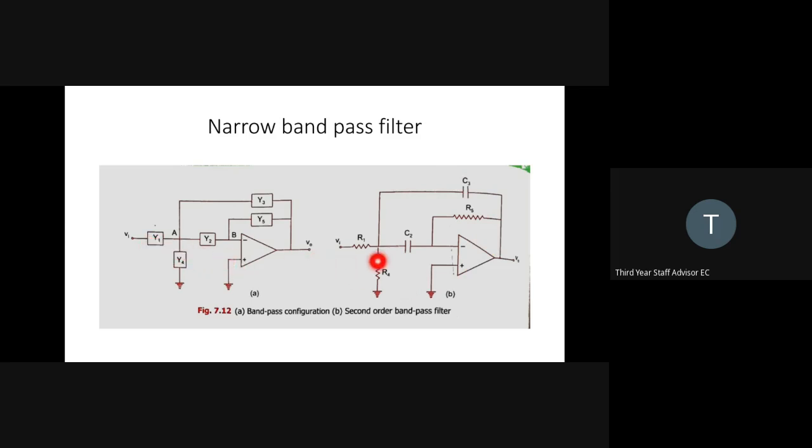See, instead of Y1, R1 is coming. Instead of Y4, R4 is coming. Instead of Y2, C2 is coming. And instead of Y5, R5 is coming. And instead of Y3, C3 is coming, okay?